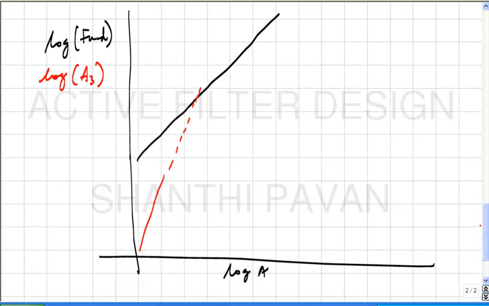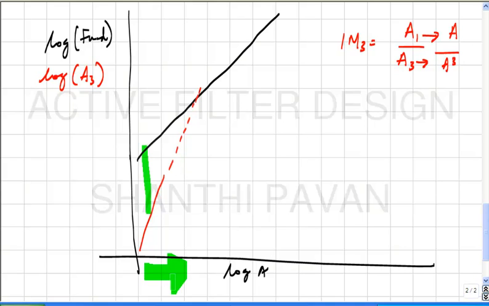So as the input amplitude increases, what can you say about the intermodulation distortion? What is IM3? IM3 is the ratio of the fundamental to the intermodulation tone. This one is proportional to A, this is proportional to A cube. So the log of the intermodulation distortion is nothing but this separation between these two lines. As the input increases by some amount, the fundamental goes up by the same amount, but the intermodulation distortion goes up by A cube. So this difference goes down by A square. Okay.